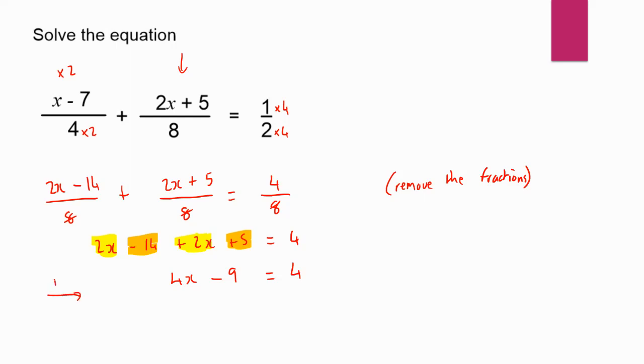So let's work backwards. Let's add 9 to both sides. So 4x will be 4 add 9, which is 13. And then finally, let's divide it by 4. So 4 doesn't go into 13 exactly. So you can write it 2 ways. You can either write it as an improper fraction, so you keep it as 13 over 4, or you can divide 13 by 4, which will be a decimal, and that is 3.25. Okay, thank you.